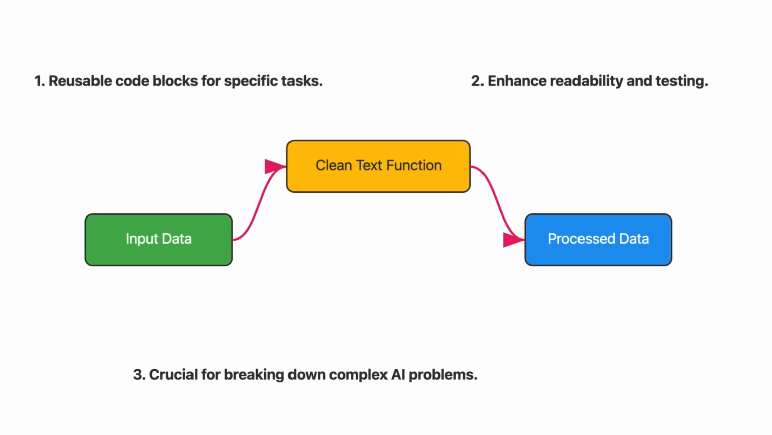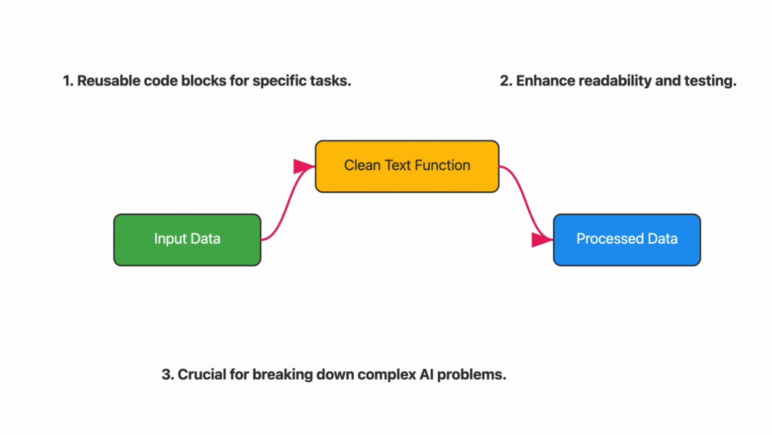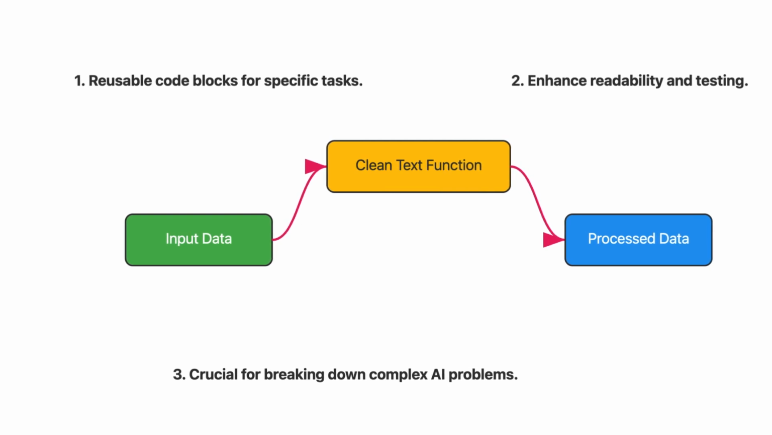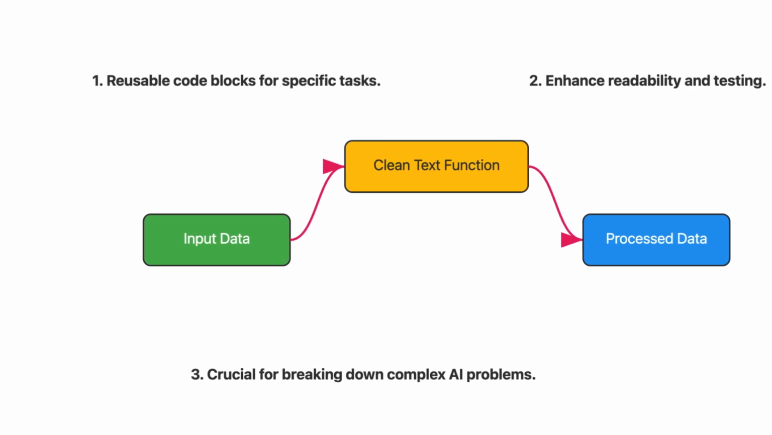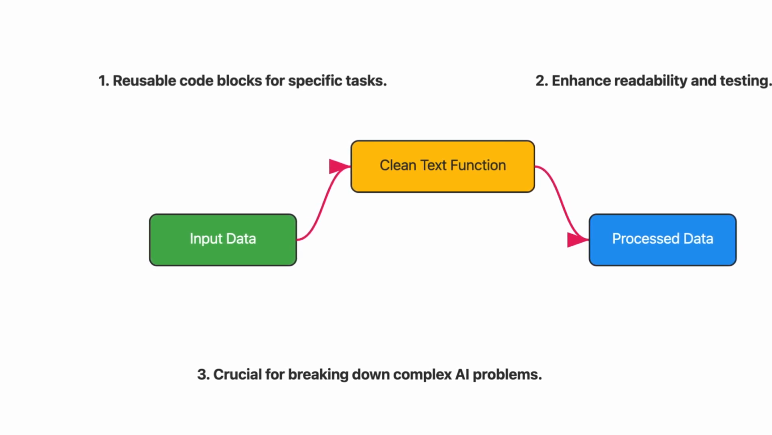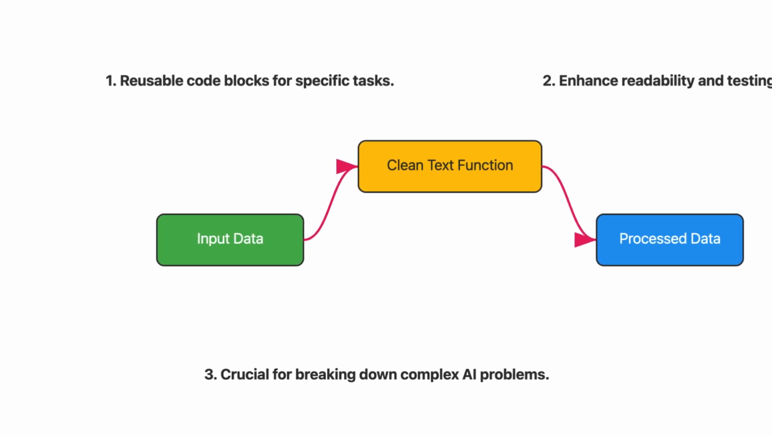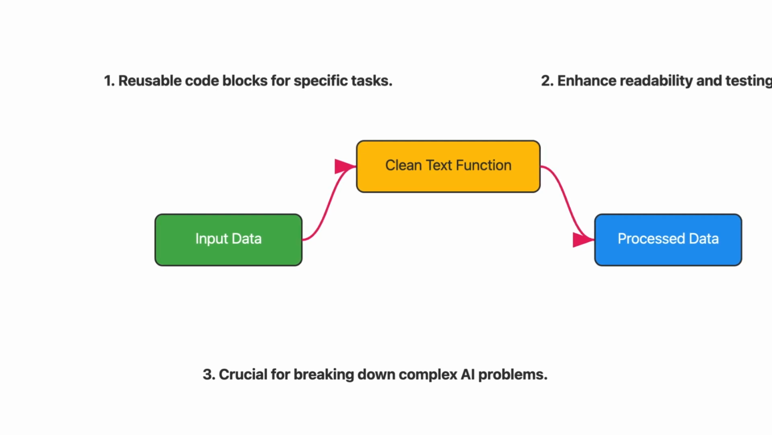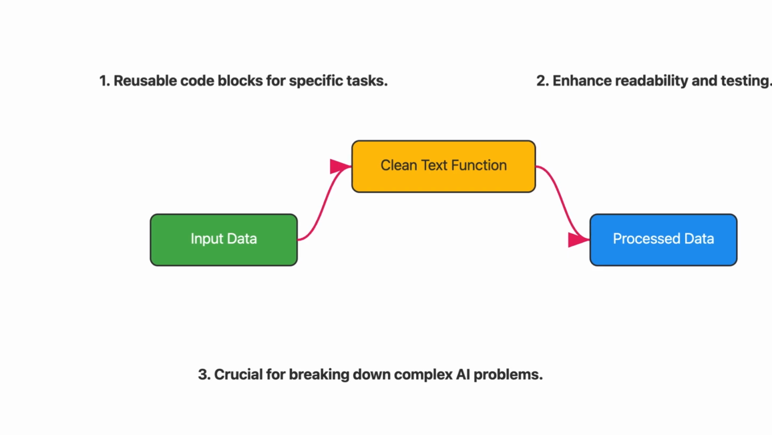This reusability is key. Once you've written a robust clean text function, you can use it across different parts of your AI project without worrying about its internal workings. It just performs its task. Furthermore, functions significantly enhance code readability. When you see a call to clean text my data, you immediately know what that line of code is doing, even if you don't delve into its implementation details. This clarity is invaluable, especially in large AI projects where many people might be collaborating.